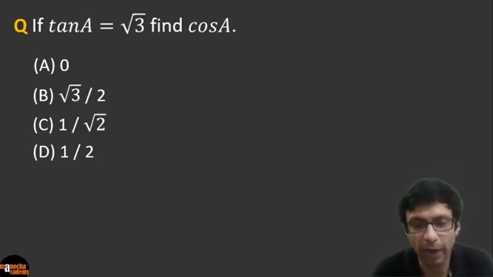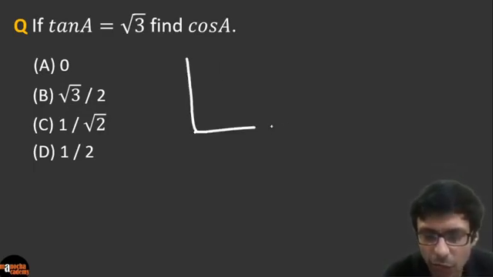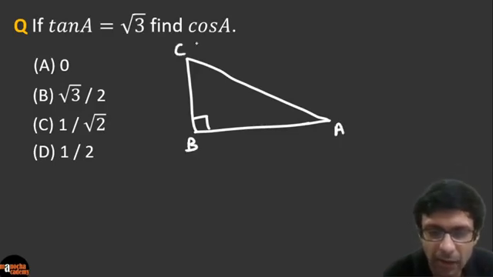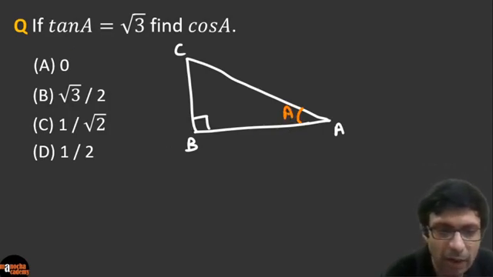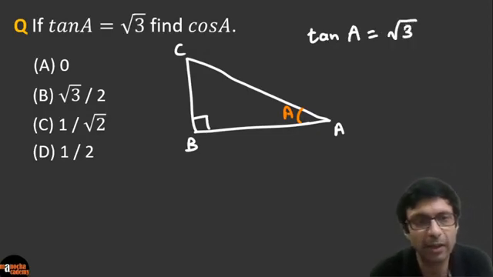If tan A is root 3, you need to find cos A. So how do you guys do this? Okay, so again, guys, you need to take the same thing. We'll take a triangle, right? A right angle triangle here. Don't forget the right angle. Okay, so this is our right angle triangle, and let's say we are interested in this angle A here. So this is the angle A, right? And we've been given tan A is root 3. Tan of A is square root of 3, and we need to find cos of A.